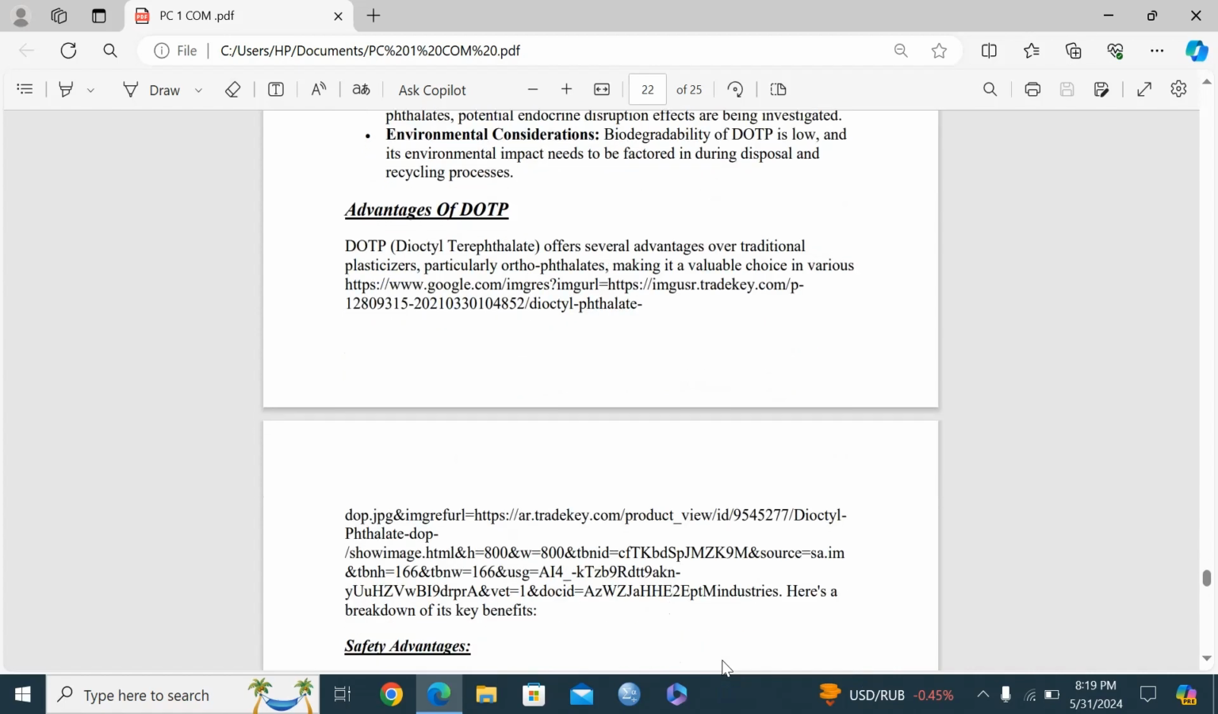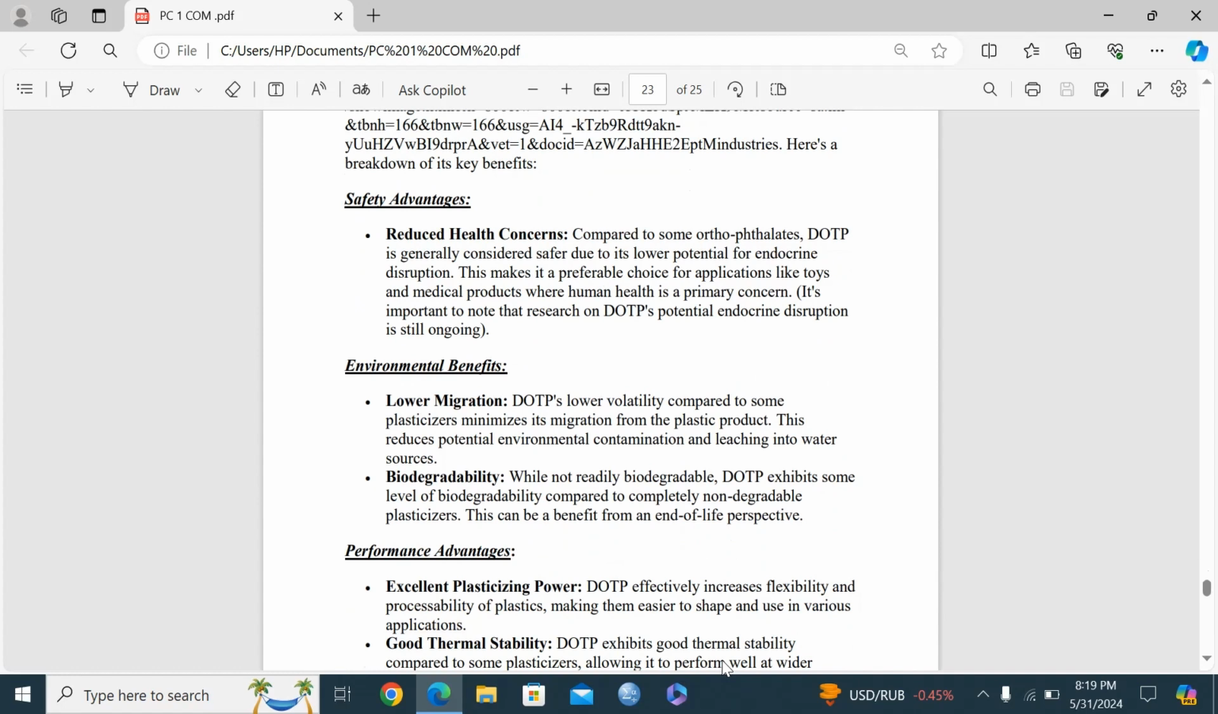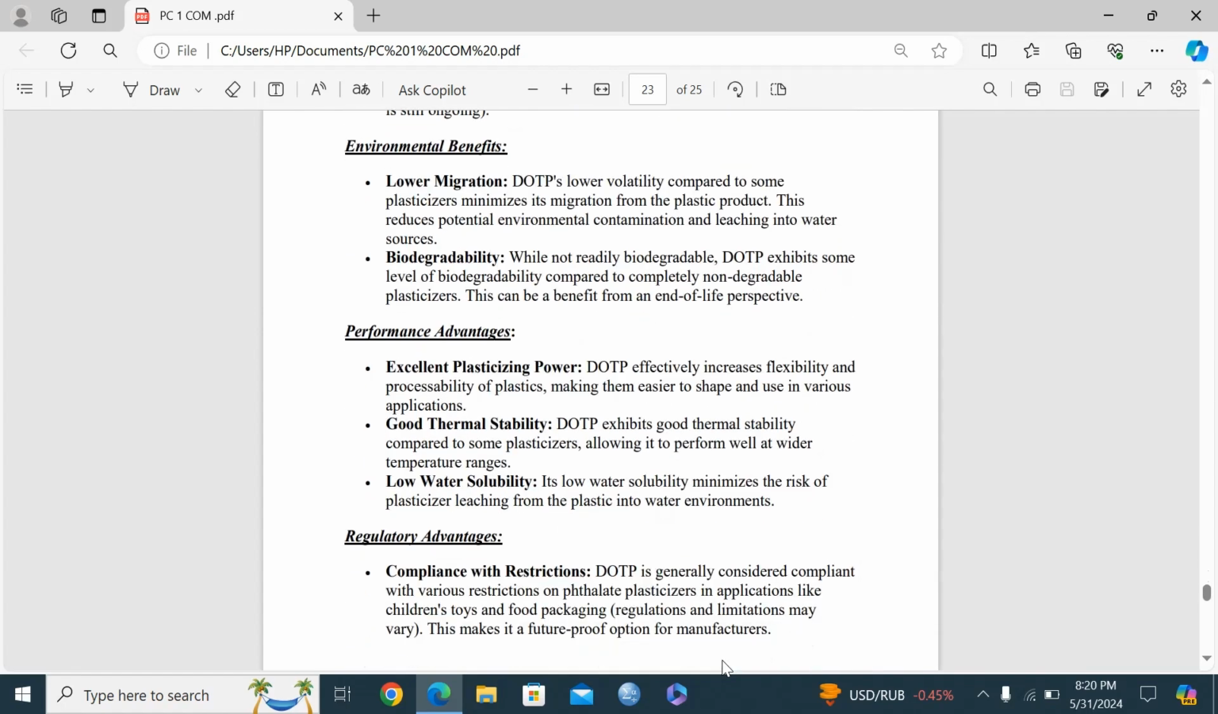Advantages of DOTP. DOTP offers several advantages over traditional plasticizers. Safety advantage: reduced health concerns. Compared to some, DOTP is generally considered safer due to its lower potential for endocrine disruption. This makes it a preferable choice for applications like toys and medical products where human health is a primary concern. Environmental benefits: low migration and biodegradability.